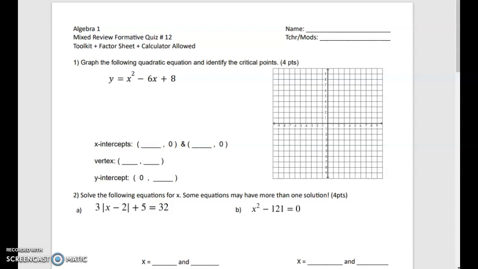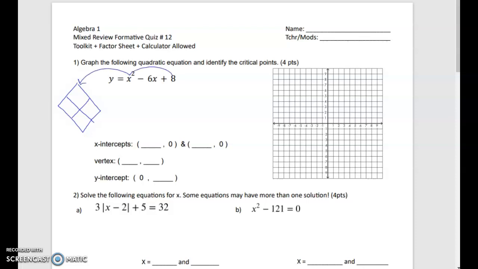Alrighty, corrections for the formative quiz number 12. On the front again, this is a quadratic, so we're going to need to factor it. So I'm going to go back to the diamond and rectangle. For some of us, we need that.